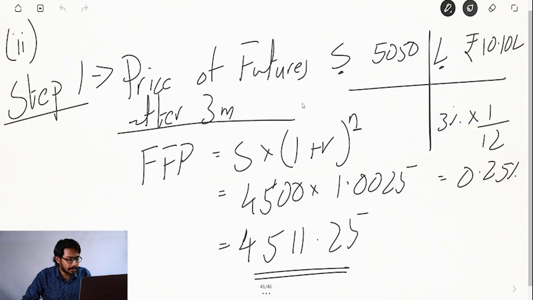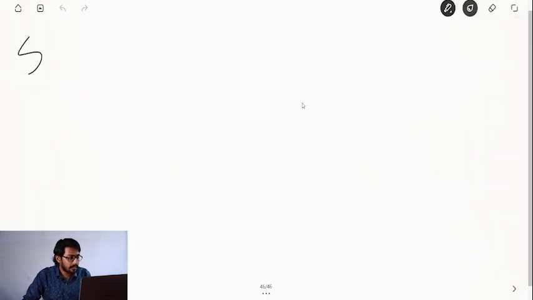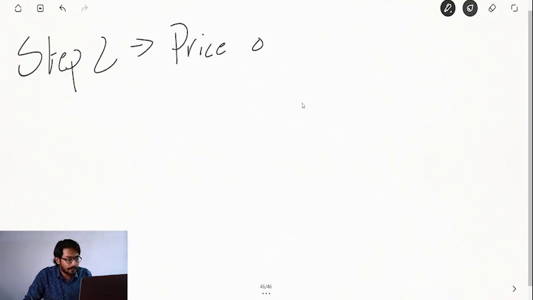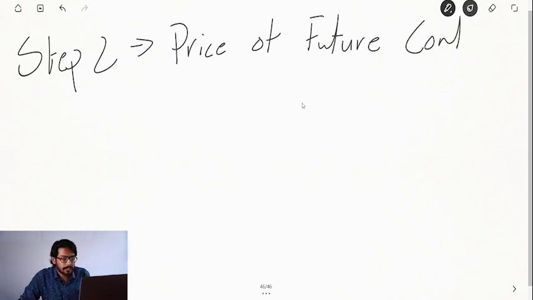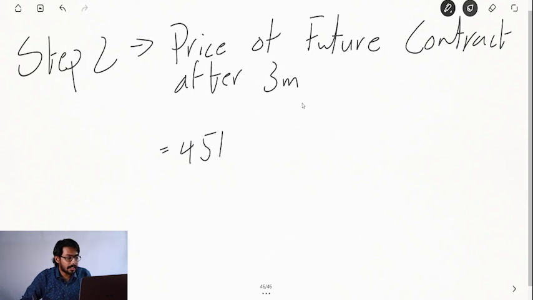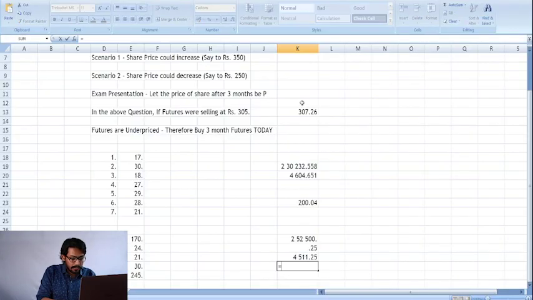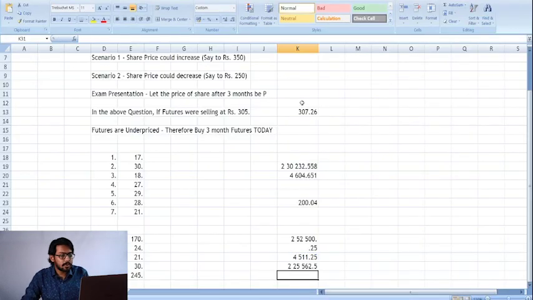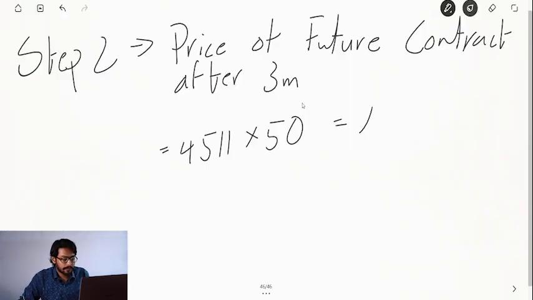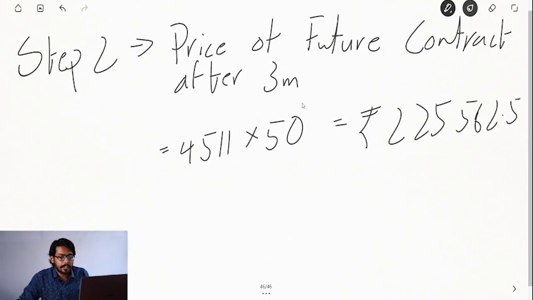So step 2, price of future contract after 3 months is equal to 4511 into 50 units. How much is that? 4511 into 50 units is 225,562.5. Now pay attention, guys.